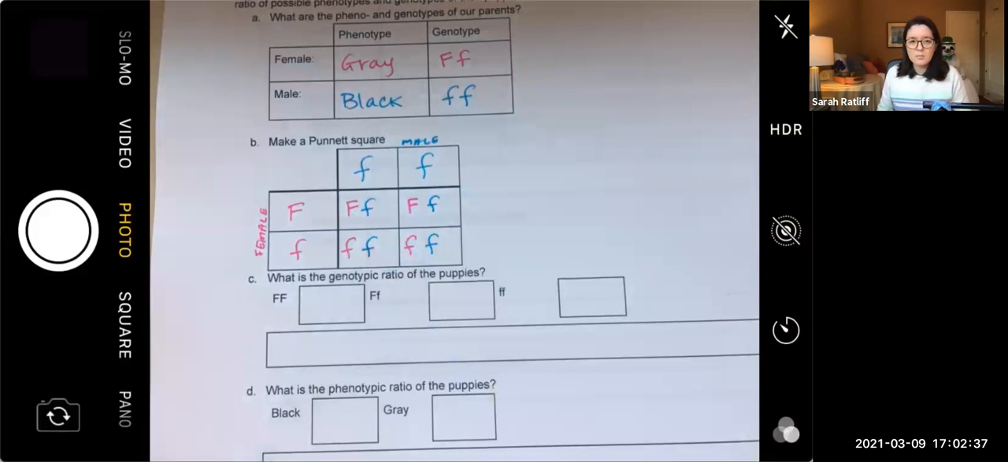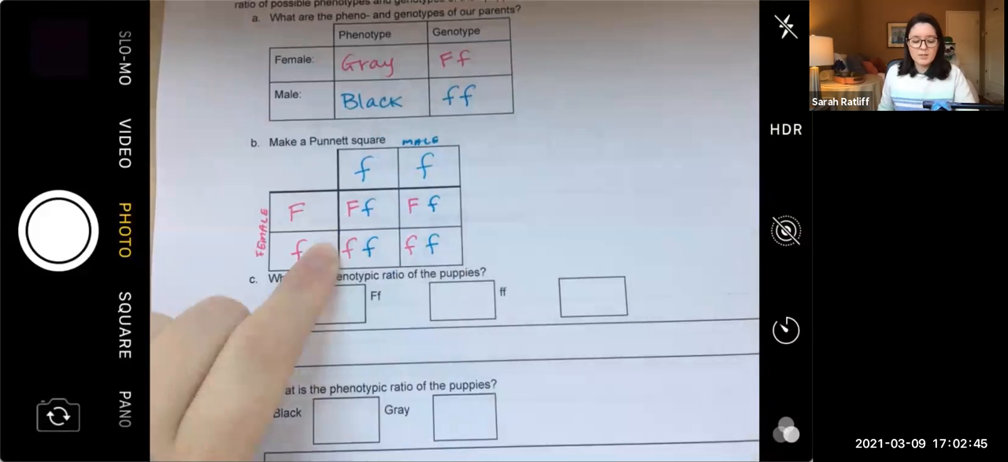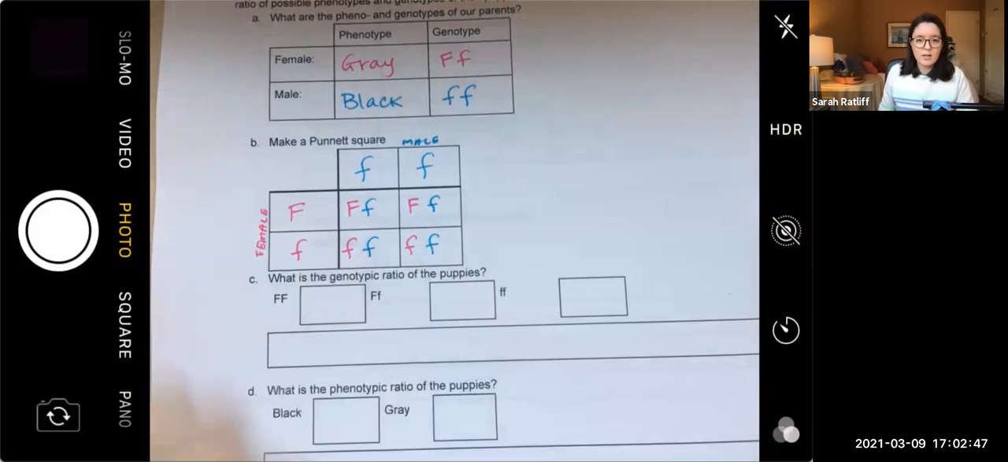Awesome. Great. So now we see that the female gave one allele for this trait, and the male gave one allele for this trait. So our puppies now have two alleles. Right on. That is what we want. Without those two alleles, we won't know what the genotype or phenotype will be of our puppies.